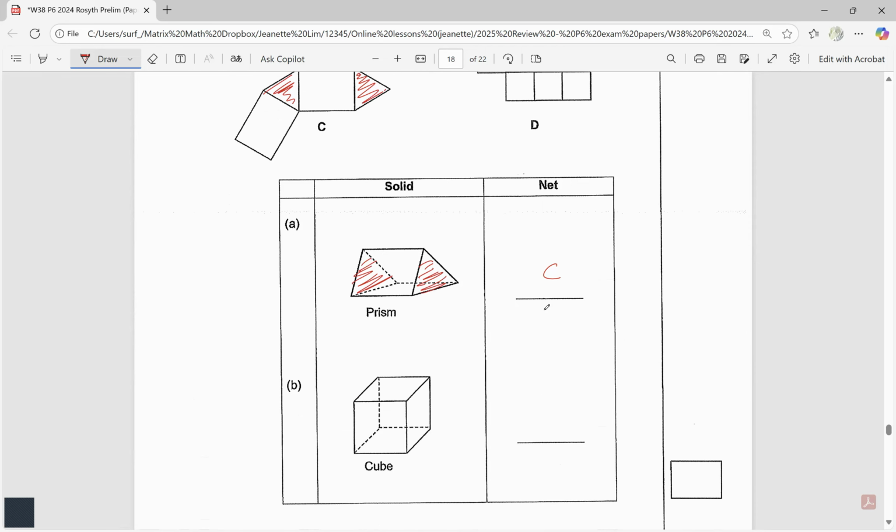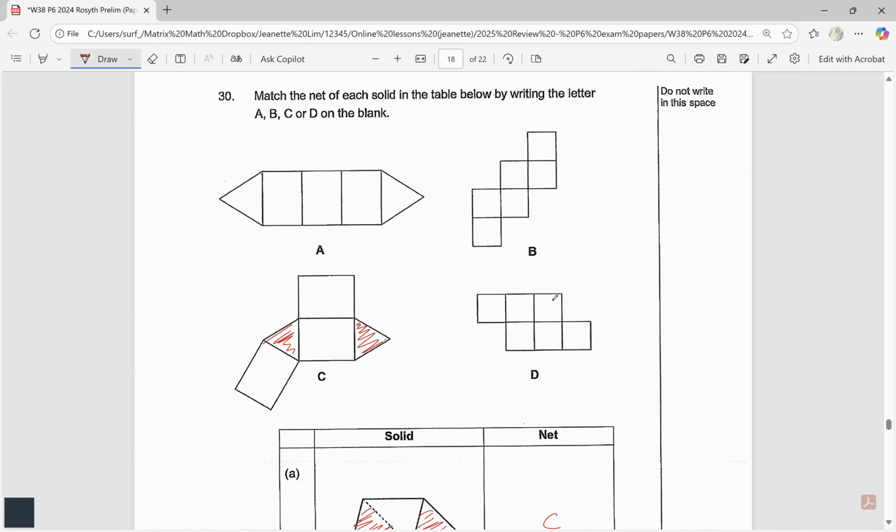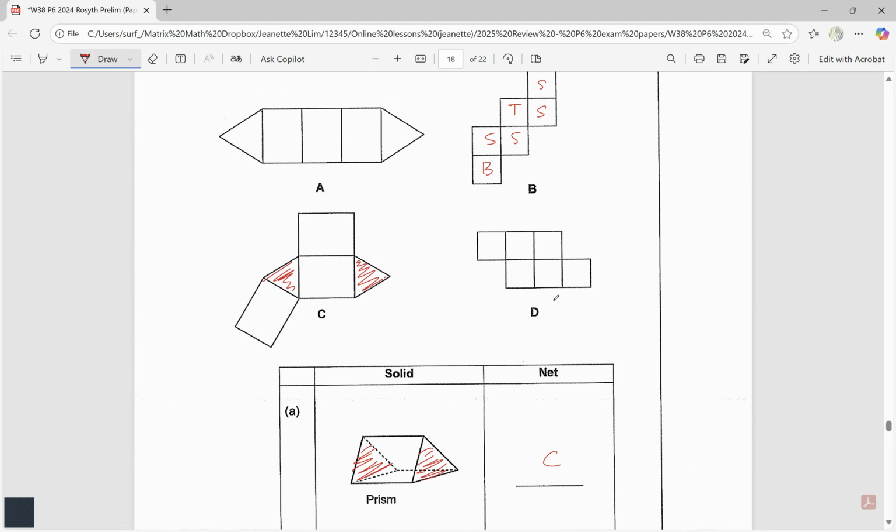How about the cube? Okay, let's say this is the top. Then this will be the side. The sides will be connected to the top. This will be touching the top. And this will be the bottom. So this is net B.